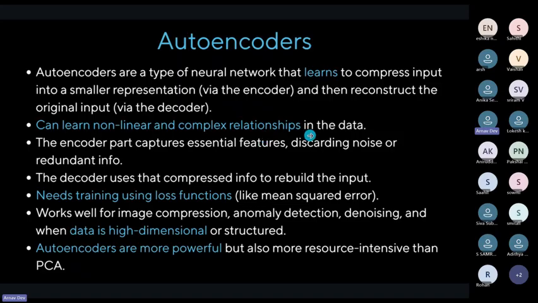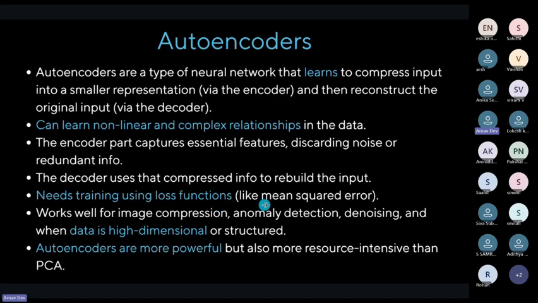Suppose within the hidden layers, in the whole neural network structure, you use a linear function or a non-linear function, like ReLU or sigmoid. Depending on that, you can capture the data according to your needs. So that's an important thing about autoencoders: they can capture nonlinear data. And then it needs training, and we use a loss function like mean squared error and so on.